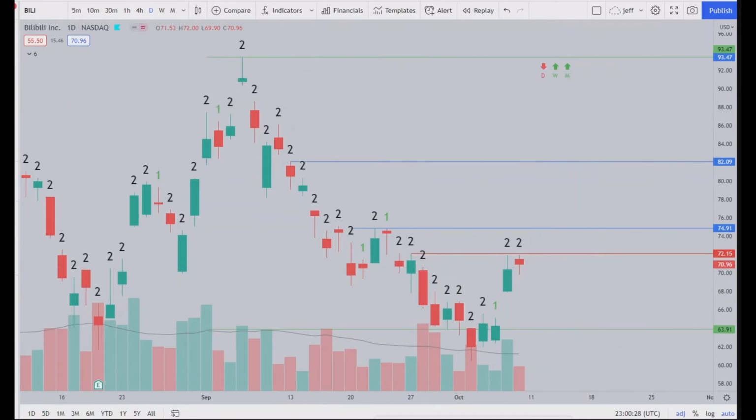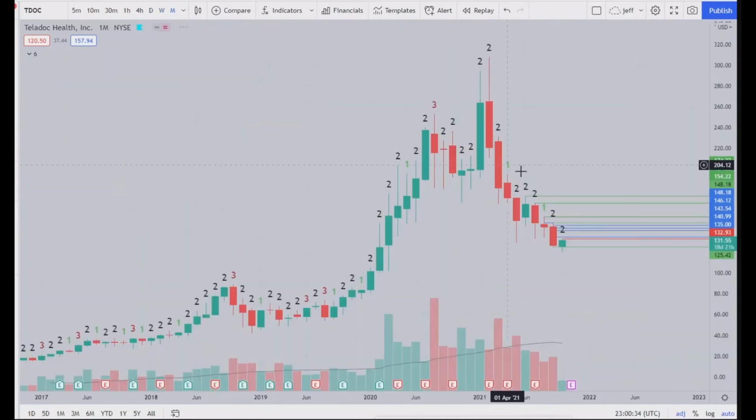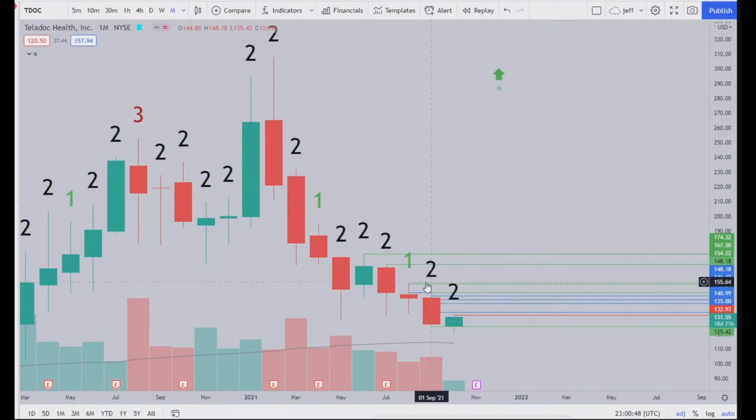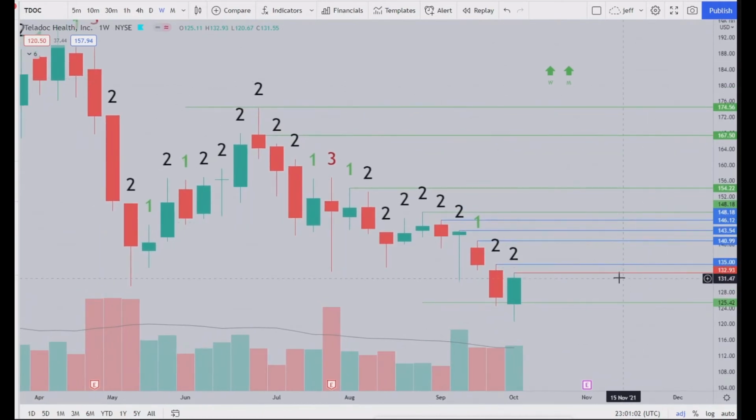below the trigger. The next one is Teladoc, TDOC. So if we look at the monthly here, we took out all these lows with the previous month, and now this month has made a lower low. We have these monthly targets going all the way back up to 155. On the weekly, we could see our trigger for the trade is 132.93, so basically 133, and then we have 135, 141, 143.50, all the blue levels.